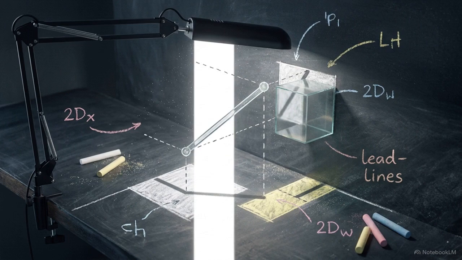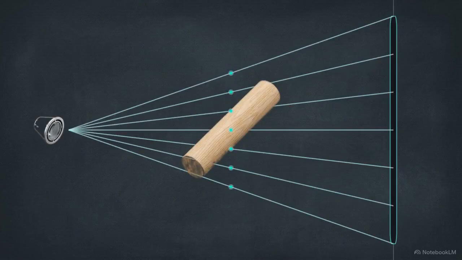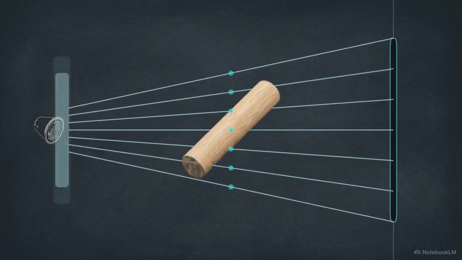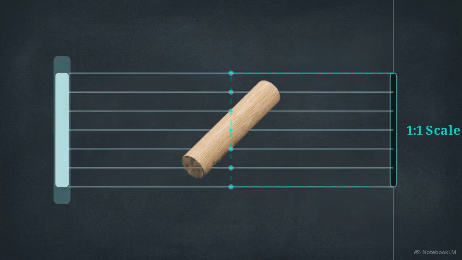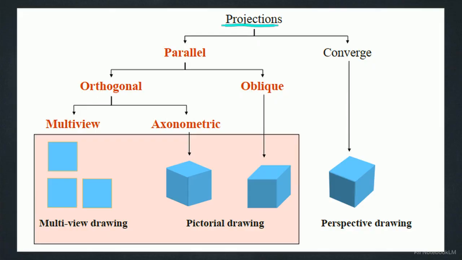The solution to this distortion is a thought experiment of its own. We have to swap our flashlight for a light source that emits rays that never spread out, traveling instead in perfectly parallel lines. This flowchart shows the taxonomy of how we project images.